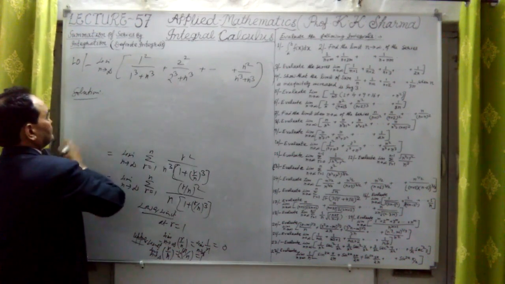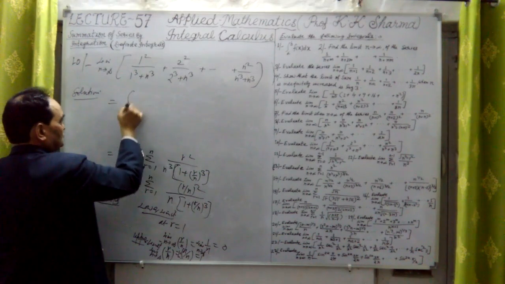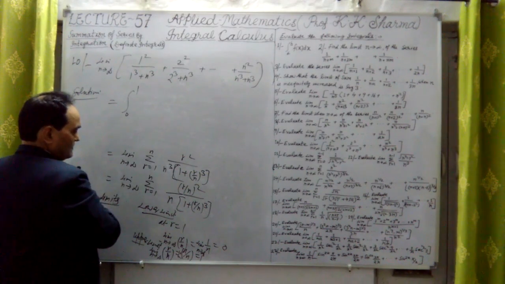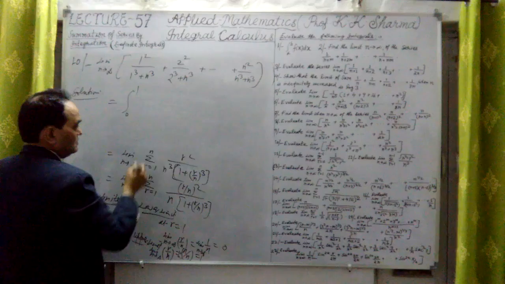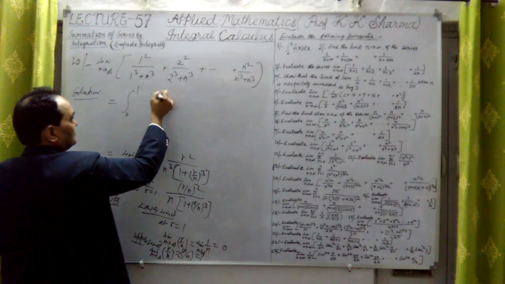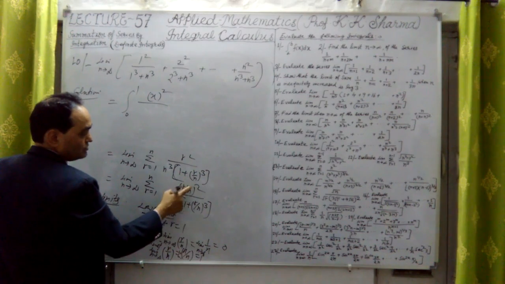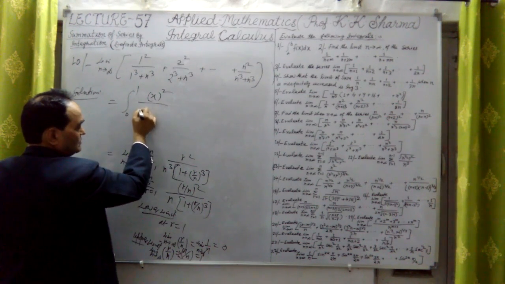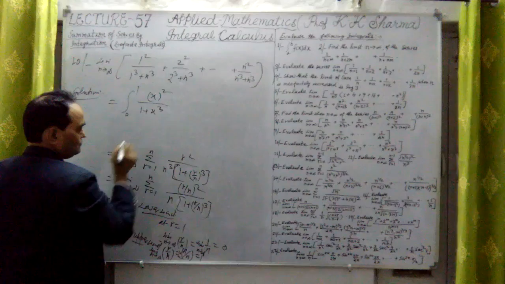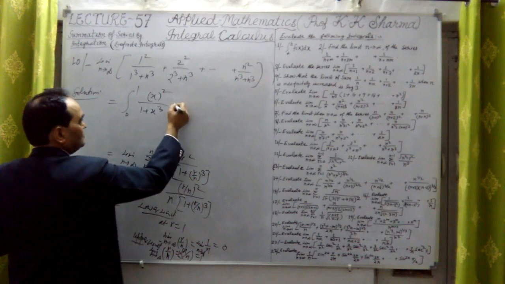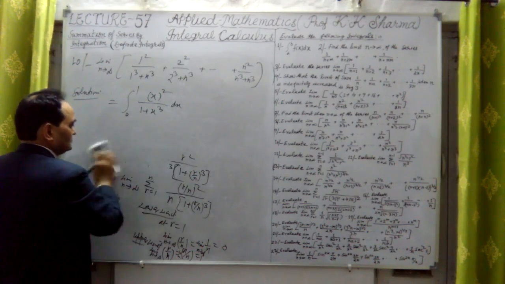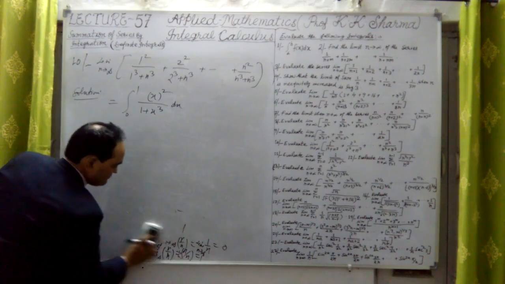Therefore, this whole is equal to the integral from 0 to 1. And the numerator is r upon n whole square, that means x square, upon 1 plus x cube, into dx. Now this is the definite integral.